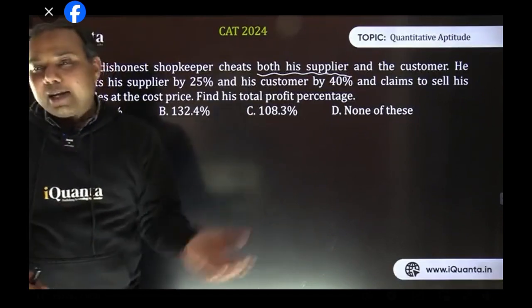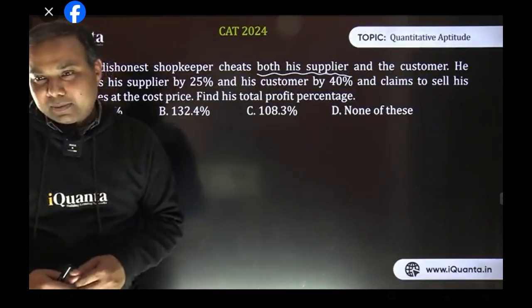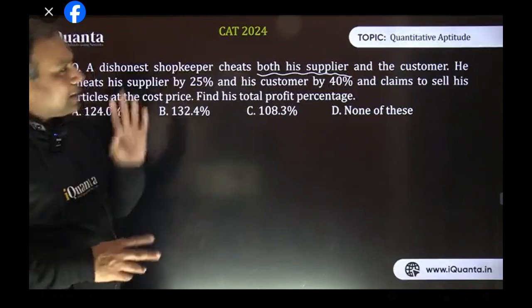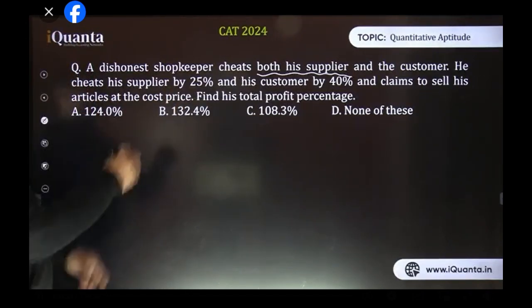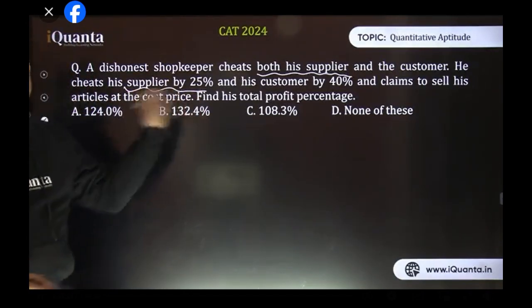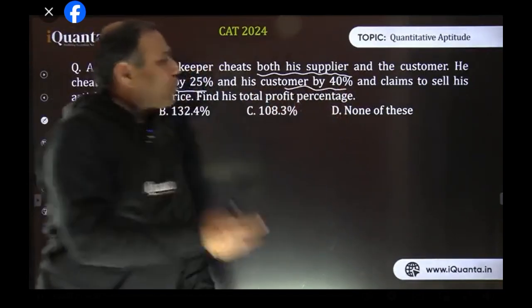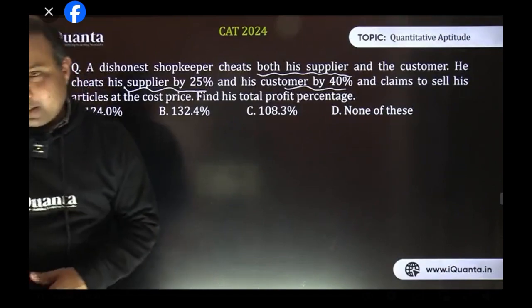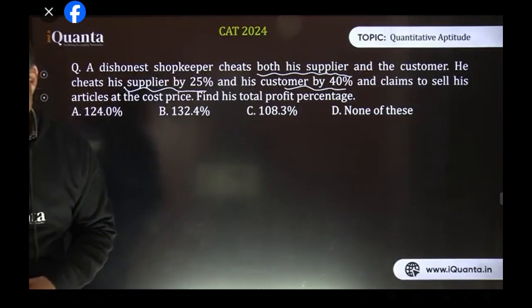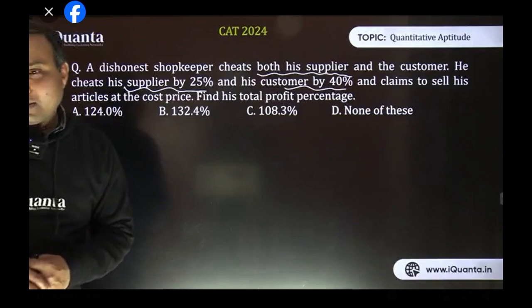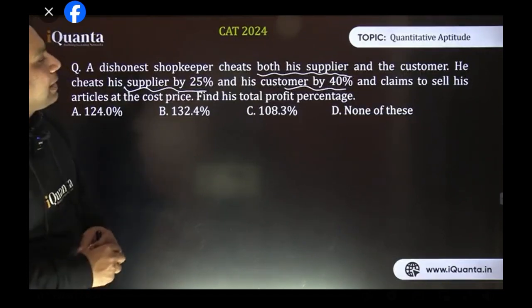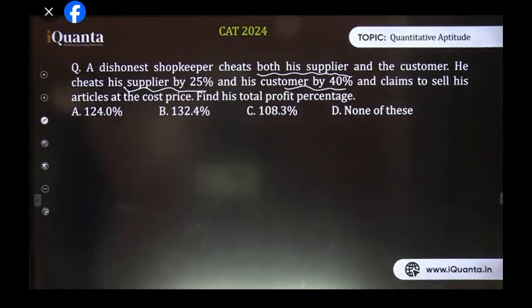He takes more quantity, right? He takes more quantity. अब कैसे लिया, क्या लिया? That is another thing. But he cheats. So he cheats his supplier by 25%. So it means that he is taking 25% extra quantity which he is supposed to, and his customer by 40% means he is giving 40% less quantity which he is supposed to. ठीक है ना? हाँ बैठ के आप जो भी आप कहें. Yes, he is taking more quantity from the supplier and he is giving less quantity to the customer, and claims to sell the articles at a cost price.